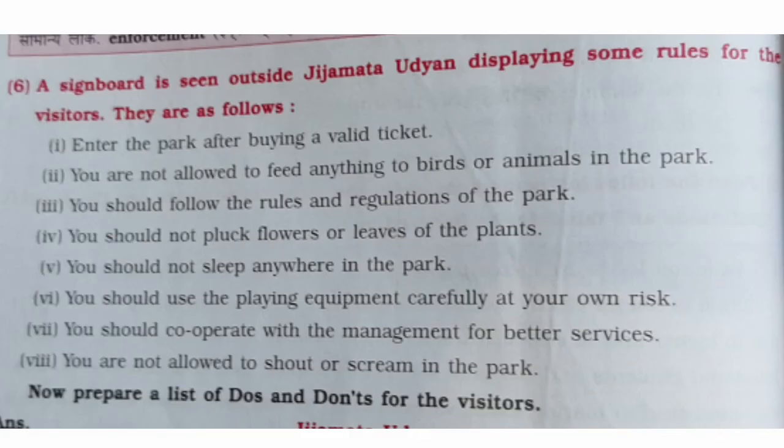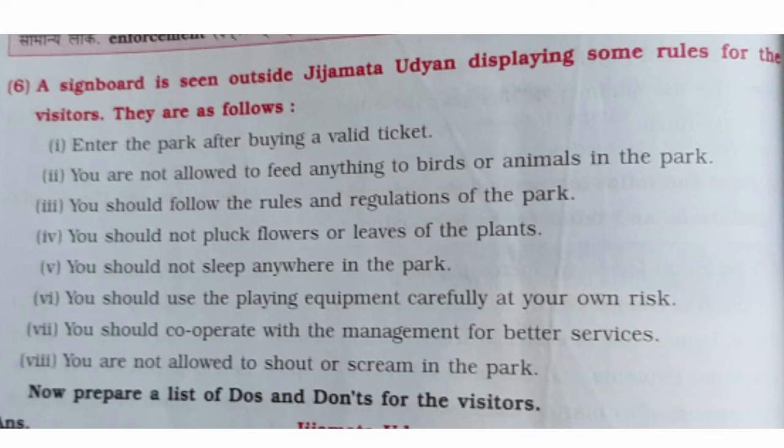I am going to read the question. Look at, a signboard is seen outside Jijamata Udyan displaying some rules for the visitors. They are as follows. Now here 8 rules are given. And at the last, the instruction is, now prepare a list of do's and don'ts for the visitors. It's rules for the Jijamata Park. And you have to make 2 tables, do's and don'ts.